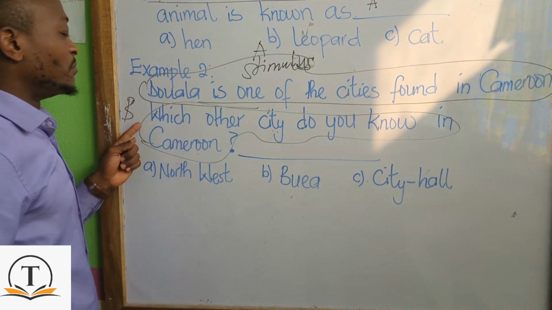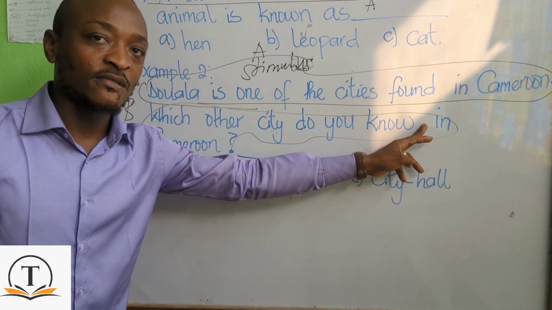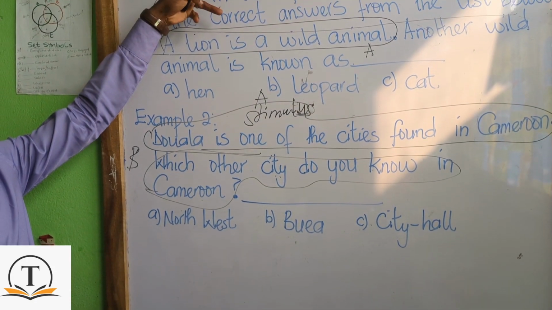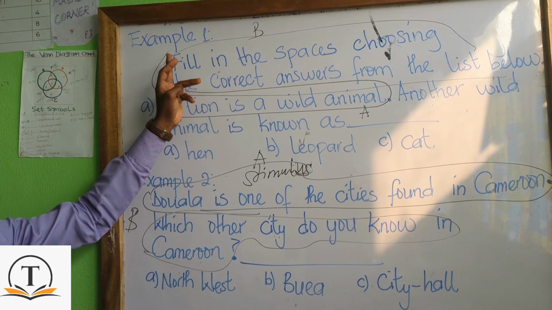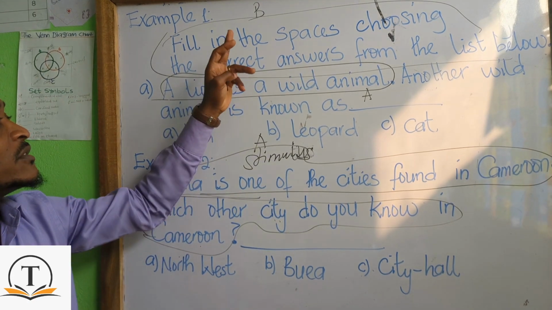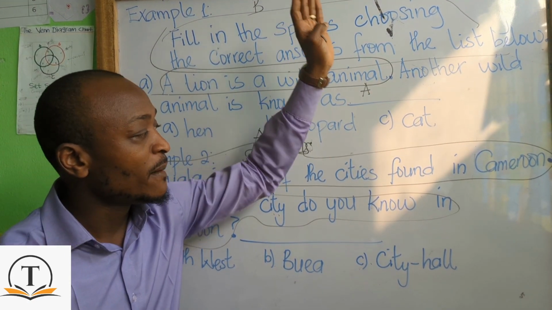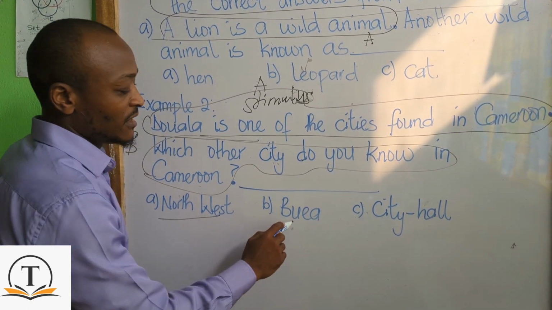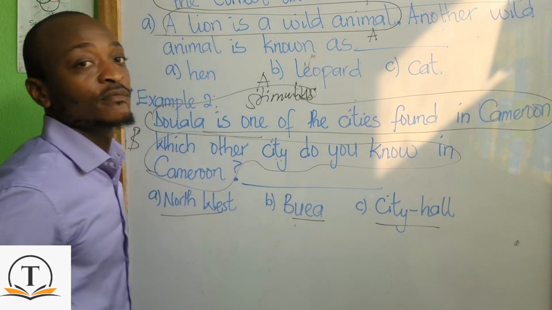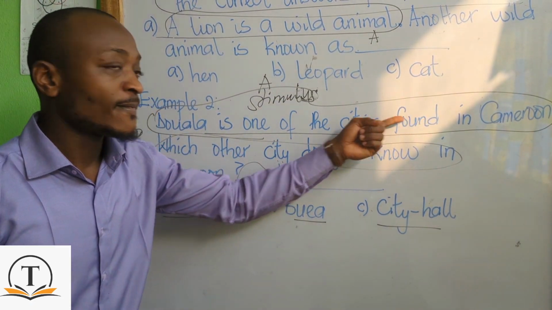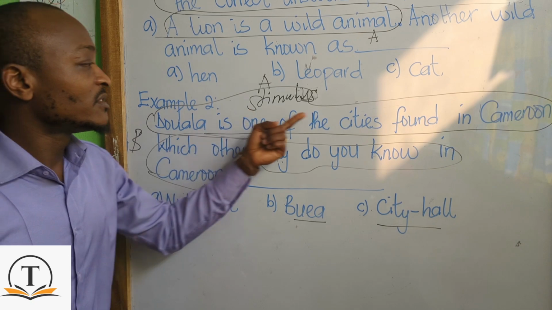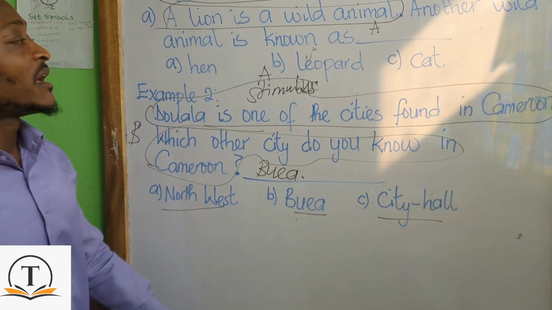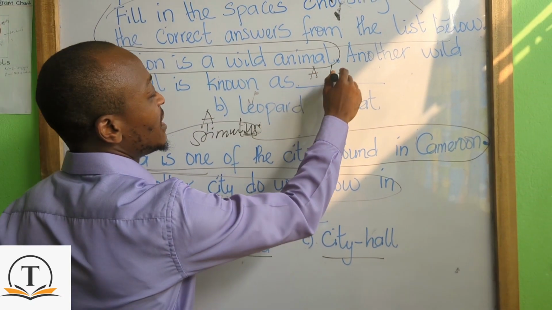B. Here we have the task and the instruction. For the instruction, we have to refer back to what I showed you previously: fill in the spaces, choosing the correct answers from the list below. It hasn't changed. Here we have Northwest, Bayer, City Hall. By virtue of this stimulus, the learner will easily understand that the answer to this question is Bayer. And the first one here, the answer is leopard.